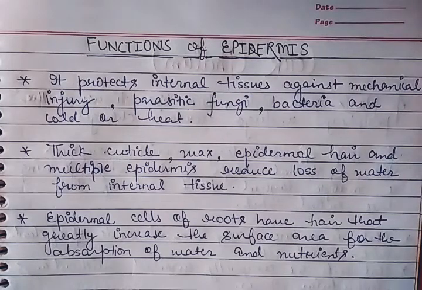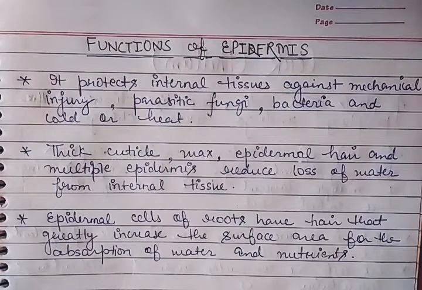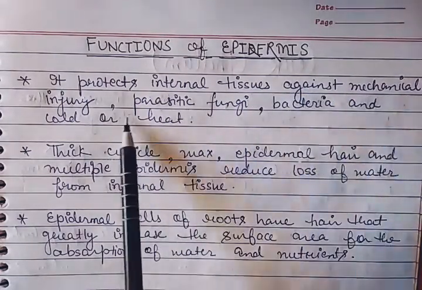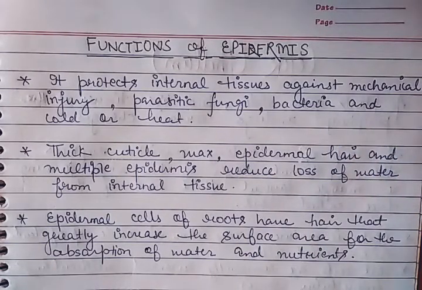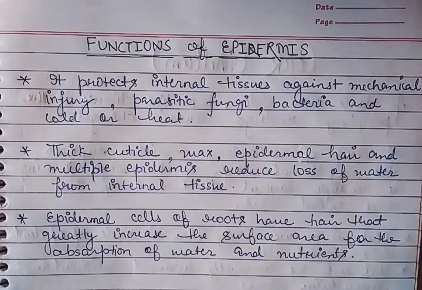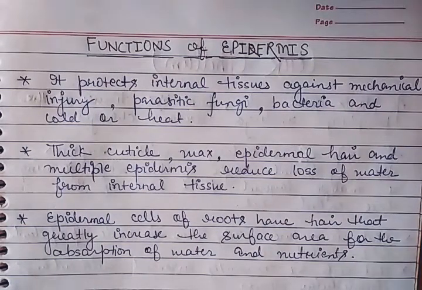Here we will see the major functions of the epidermis in the plant body. As you know, the epidermis is a protective tissue, so it protects the internal tissues against mechanical injury, parasitic fungi, bacteria, and cold or heat. The epidermis is present on the entire outer surface of the plant's body, so it protects the internal tissues of the plants.